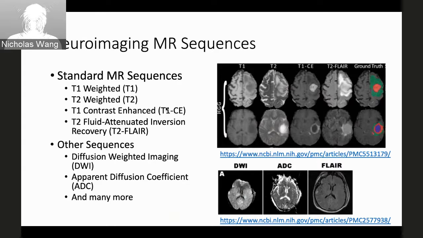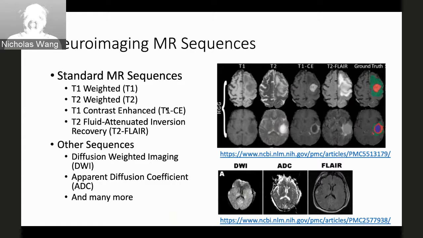FLAIR is a T2 type image where you're doing inversion recovery in order to decrease the normal fluid and increase other aspects, but it looks sort of like a T2 image. I look at brain tumor images, which is not necessarily what all these neuroimaging packages are focused on, but is a reasonable application of these packages as well.